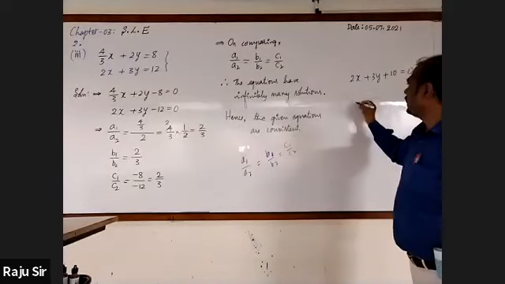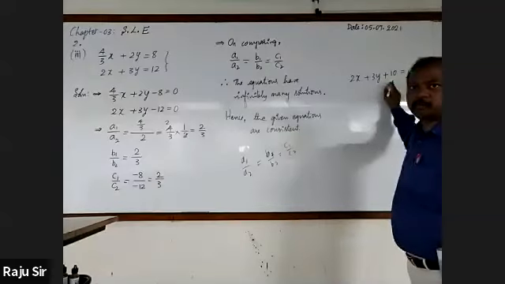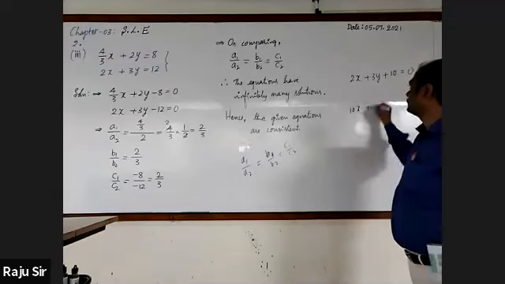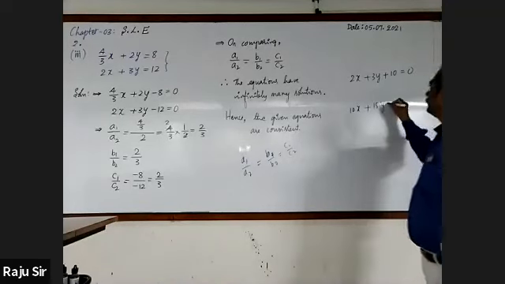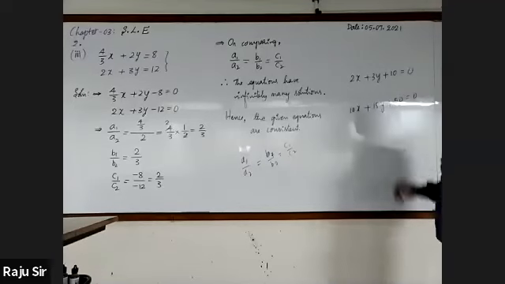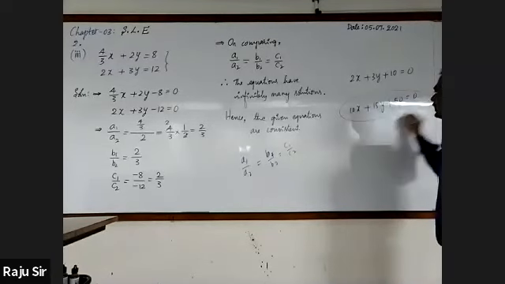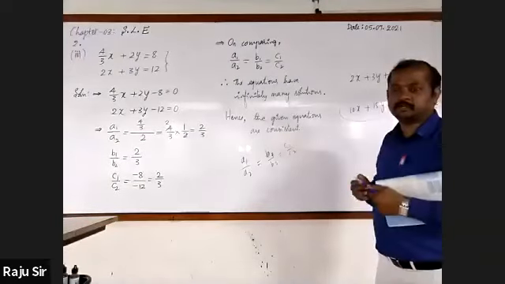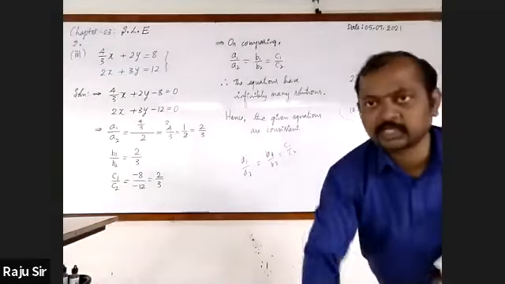I'll write. I'll go for multiplying by 5. I'll get 10x. 5 3s are 15, so 15y. Then 10 5s are 50. This is equal to 0. See, this is another equation, and these two equations will satisfy this condition. You can also check it out.